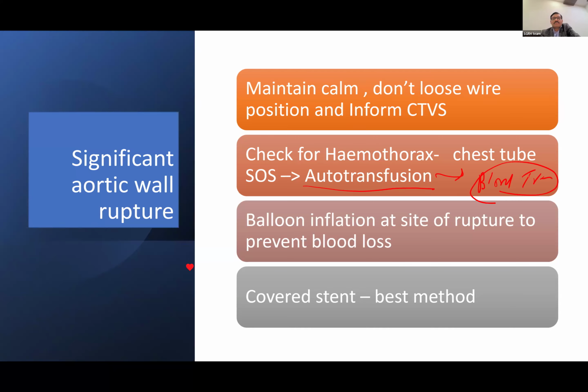Balloon inflation can be done at the site of rupture to prevent blood loss. A soft balloon can give mechanical compression of the rupture. You may do that. The best method would be a covered stent, if it's available, depending on age. Most of the times, coronary covered stents are available at 4.5 size. Newborns can be managed with coronary covered stents. They are available in most cath labs.